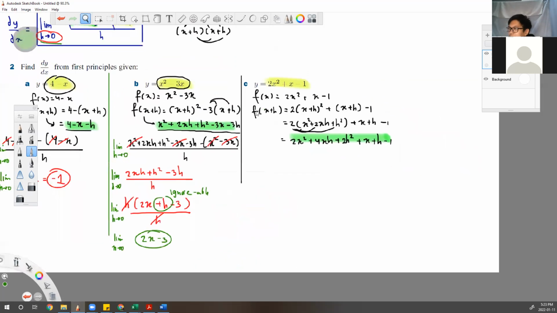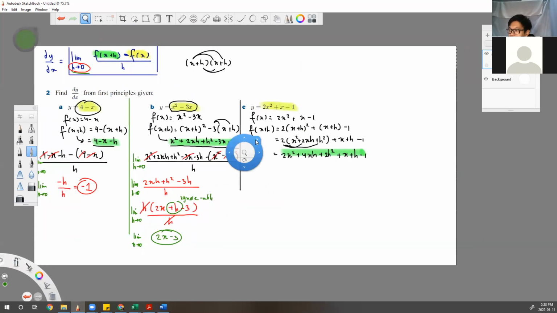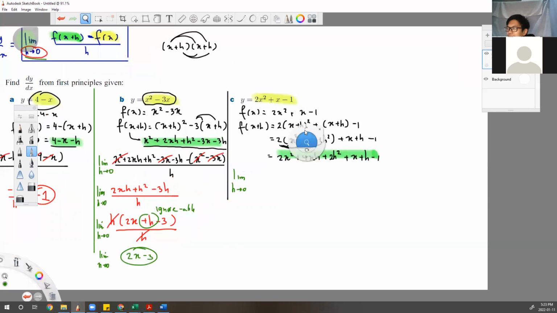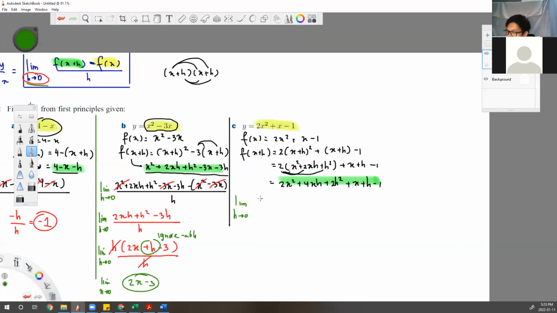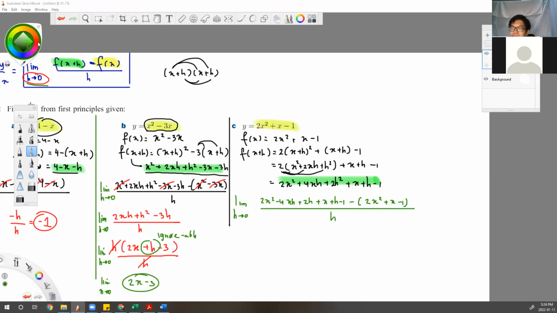Number 2, part C. Again, use the principal formula. Write down limit h near to 0, and use the formula, the green highlight, 2x squared minus 4xh minus 2h squared plus x plus h minus 1, minus bracket, the yellow one, because minus x, open bracket, 2x squared plus x minus 1, over h.